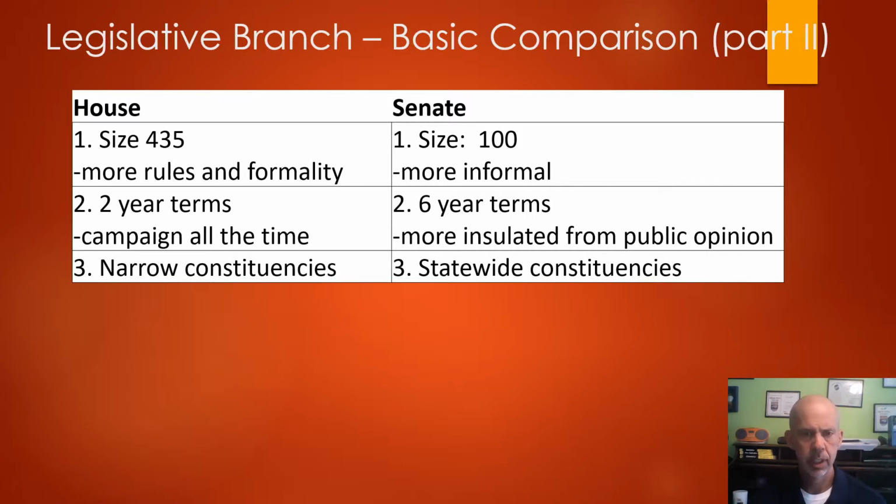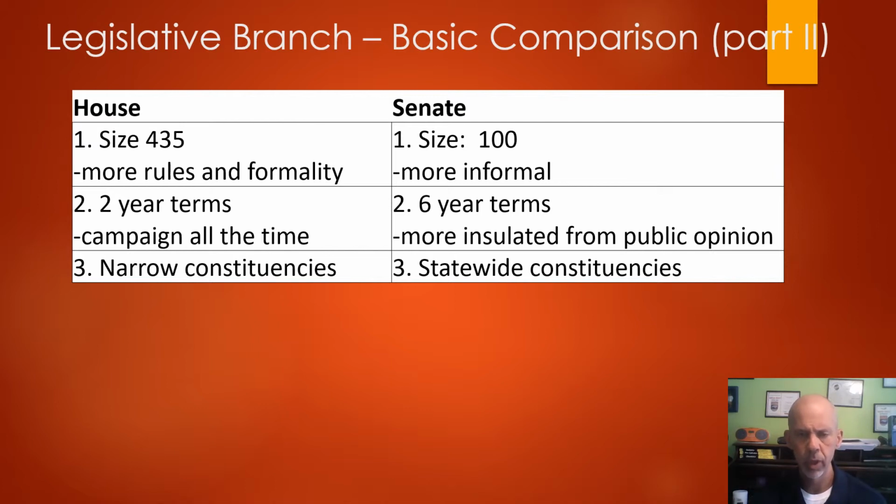Second of all, we've discussed this concept in the previous module. The House constantly campaigning. Their members are constantly on the campaign trail with 2-year terms. In the Senate, 6-year terms, they're a little bit more insulated from public opinion. So that does give them a little bit more latitude potentially in how they go about their affairs and matters.